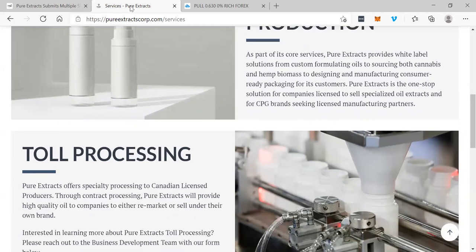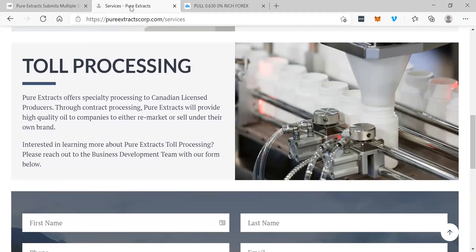Pure Extracts is the one-stop solution for companies licensed to sell specialized oil extracts and for CPG brands seeking licensed manufacturing partners. Toll processing: Pure Extracts offers specialty processing to Canadian licensed producers through contract processing. Pure Extracts will provide high quality oil to companies to either remarket or sell under their own brand. Interested in learning more about Pure Extracts toll processing? Please reach out to the business development team with our form below.